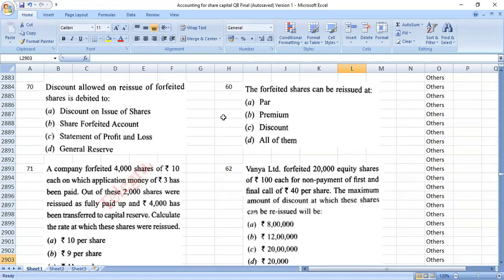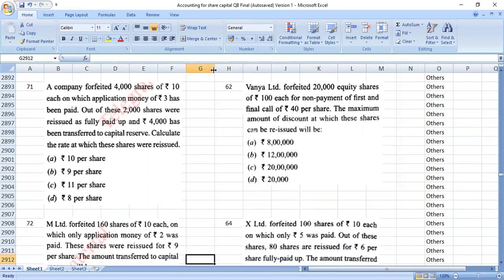Very bad, man. Anyway, discount allowed on reissue of forfeited shares is debited to: discount on issue of shares, no; share forfeiture account. Forfeited shares can be reissued at par, premium, discount, all of them. எதுலனாலும் reissue பண்ணலாம். Discount என்ன maximum எவ்வளோ gain from forfeiture இருக்கோ அவ்வளோதான் கொடுக்க முடியும்.